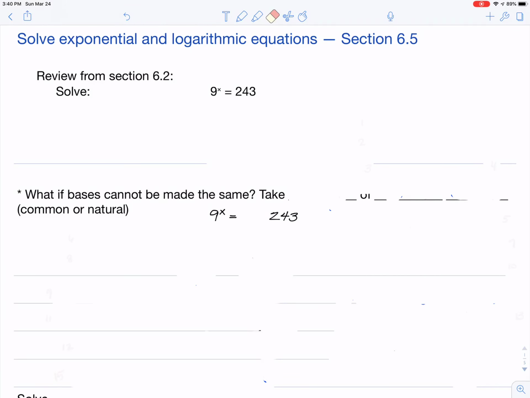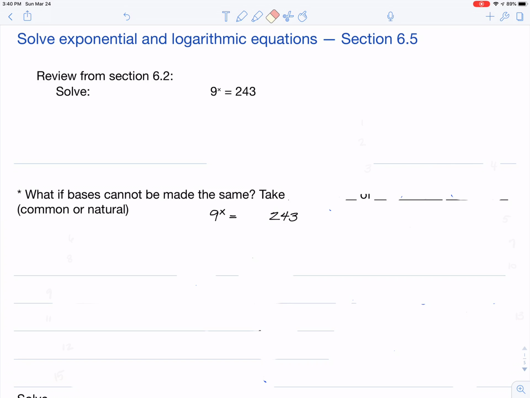Hey folks, this is the video from this particular section that deals with solving exponential and logarithmic equations. The first thing that I have for you is a review question from section 6.2. This is going to be your embedded question.